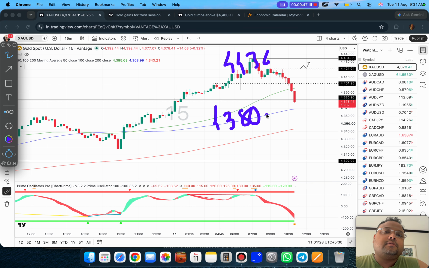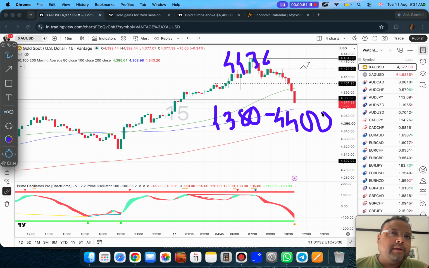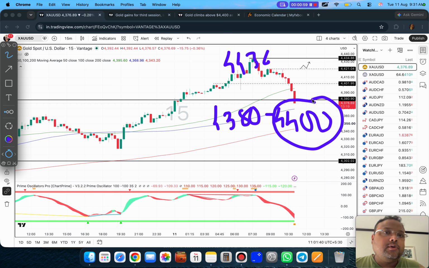We can see that gold is trading below 4400. Remember 4400, we have discussed in previous videos as well. 4400 is a key level because for a structural change, we needed gold to cross 4400. Gold crossed 4400, there is no doubt about it. But now gold is trading below 4400. If gold manages to sustain above 4400, it's a good sign. But if gold fails, then obviously this move was temporary.